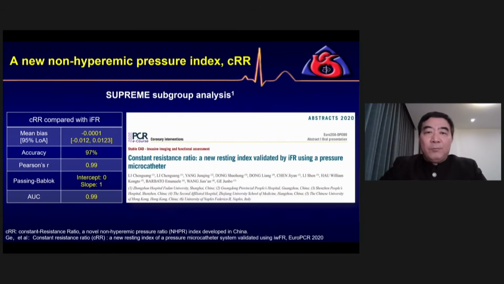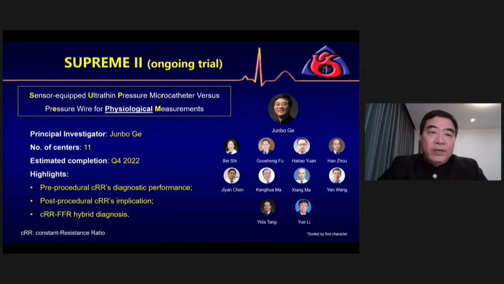Therefore, by analyzing this subgroup, we have now coined a new index we call the constant resistance ratio, which requires no injection of a vasodilator. We call this constant resistance ratio CRR. We are now doing a clinical trial, ongoing in China with 11 centers. We are trying to identify whether this CRR is equally feasible compared to FFR using the vasodilator.